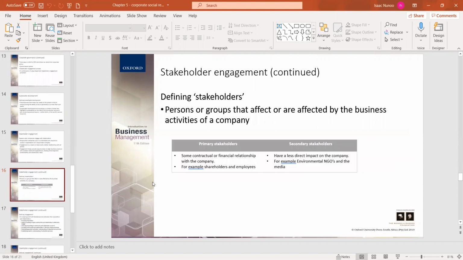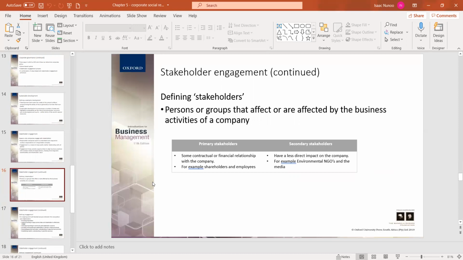That is the primary stakeholders and the secondary stakeholders. The primary stakeholders are stakeholders whose ongoing support for the company is vital for its survival. Then the secondary stakeholders are stakeholders who have less direct impact on the company.